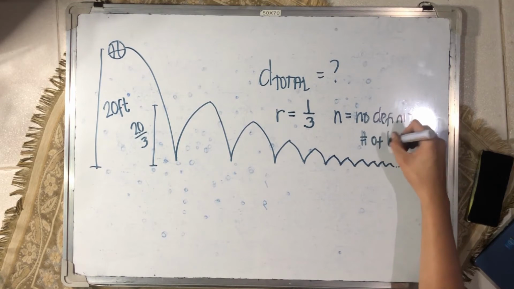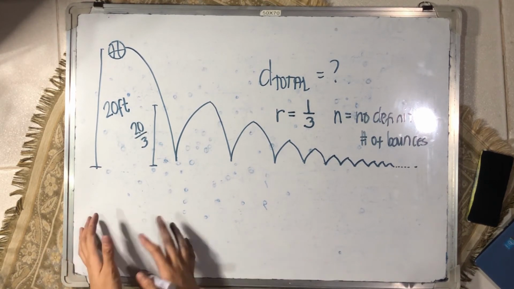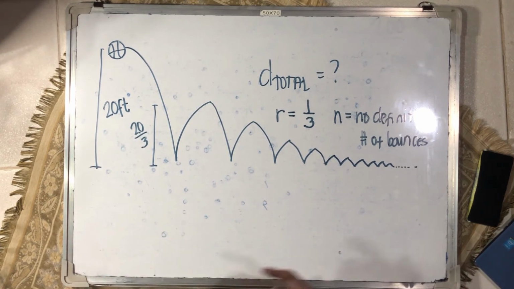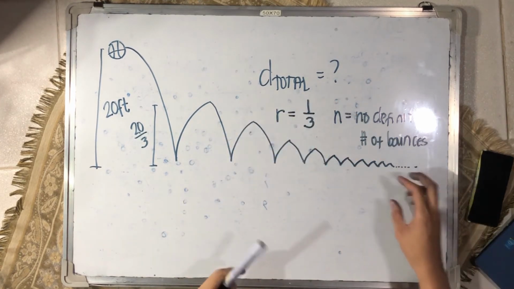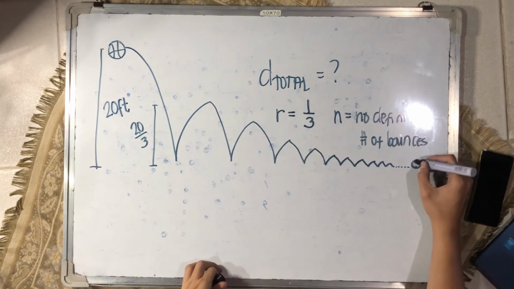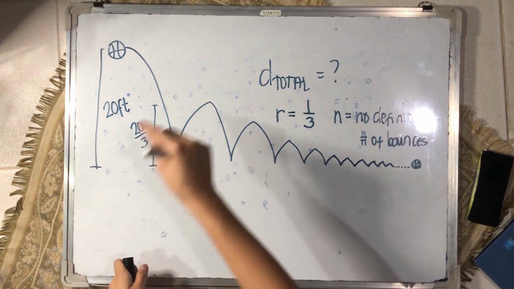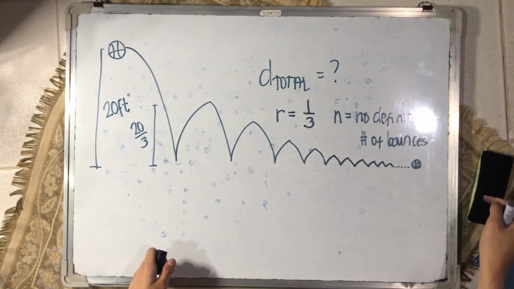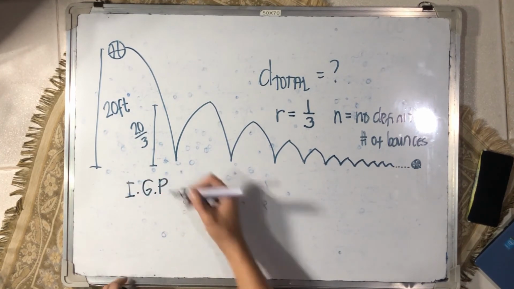So read the problem carefully, because maybe it asked for the total distance after the 10th bounce. That's different, a different case. That's the geometric progression with n number of terms. But in this case, it only asked for the total distance traveled. That means the distance until the ball came to a stop, it doesn't bounce again. And we don't know how many times it did that 1/3. So that means we have an infinite geometric progression here.